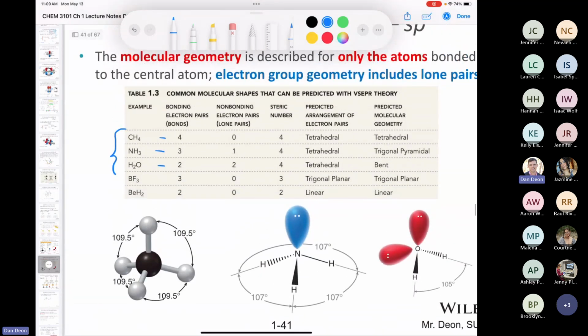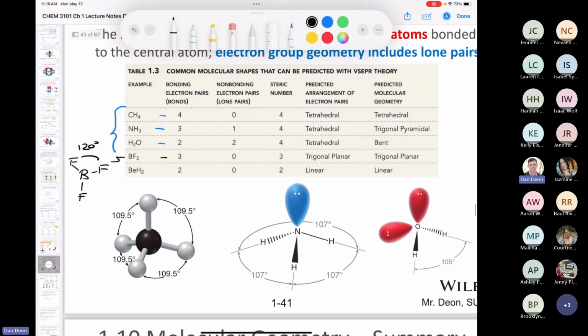Now, what if you have 3 bonds and no lone pairs, like in boron trifluoride? So that would look something like this. In this case, the boron has no lone pairs on it, and so the molecular geometry that's going to be adopted is going to be trigonal planar. It's going to be flat, and you're going to have a bond angle of 120 degrees.